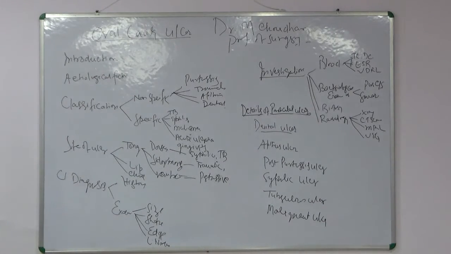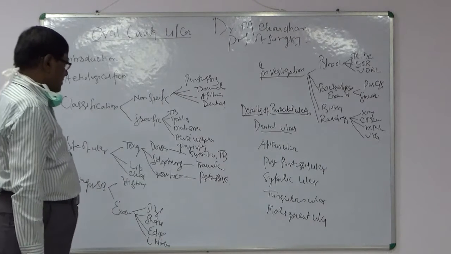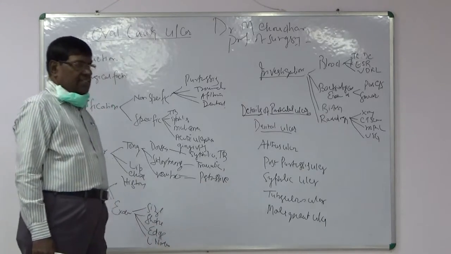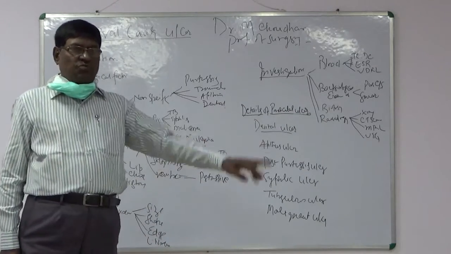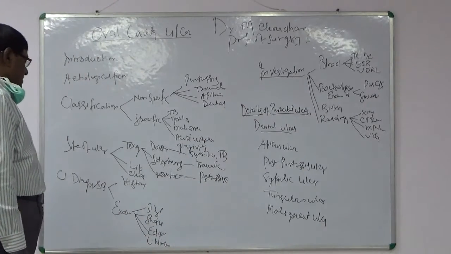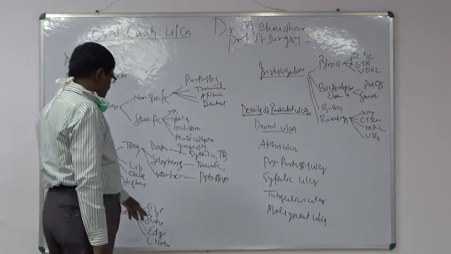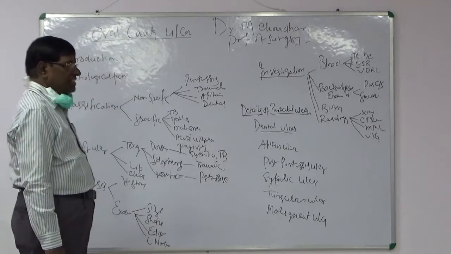carcinomatous ulcer is always irregular in shape, but in case of the tuberculous ulcers or in case of the syphilitic ulcer, the syphilitic ulcer is just like a snail track ulcer, that is, like a snail pathway, and so the shape of the ulcer is different in case of different etiological factors.